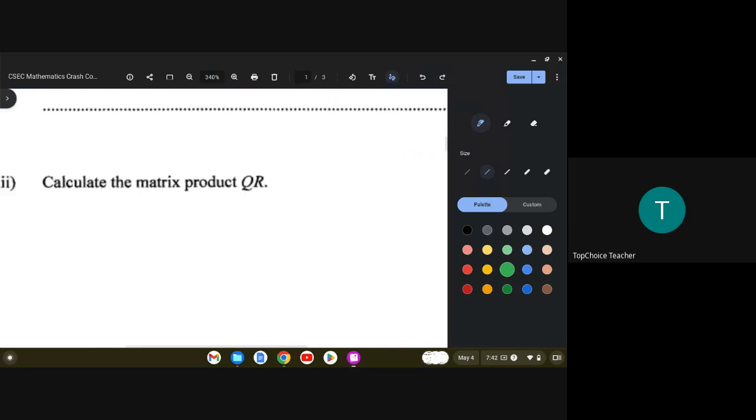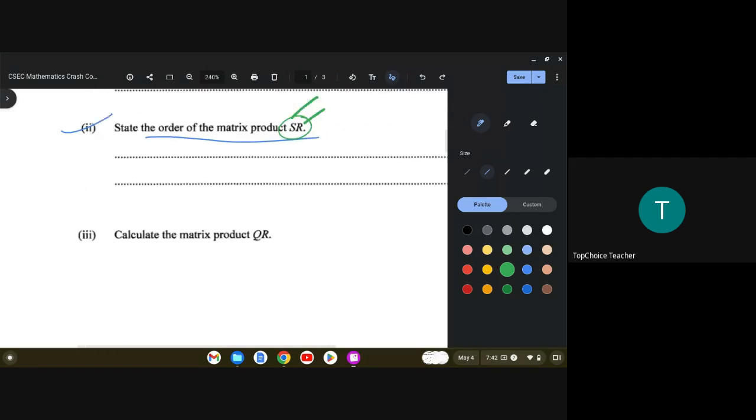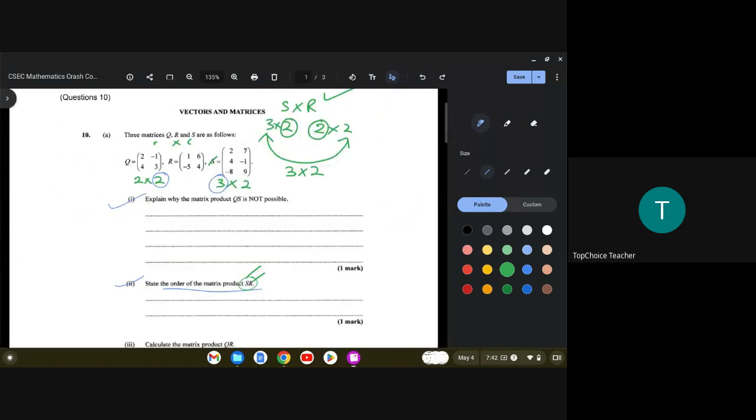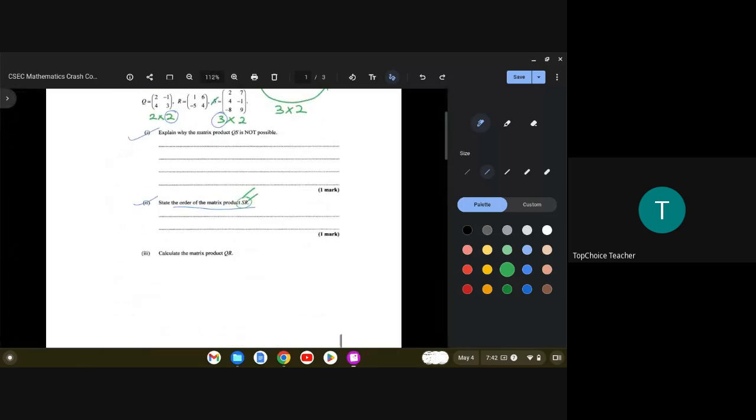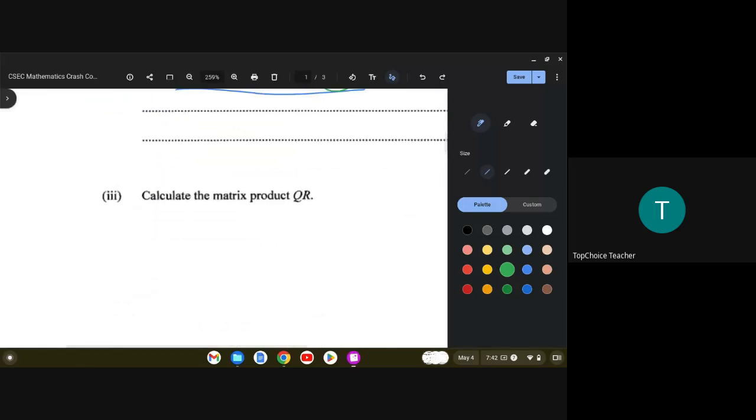So they want us to work out the product of Q times R. Let's see if we could do that. We're going to write down what Q and R are. Right, so we'll get through this. This one is easy. So let's do Q times R. You all remember how to multiply matrices?